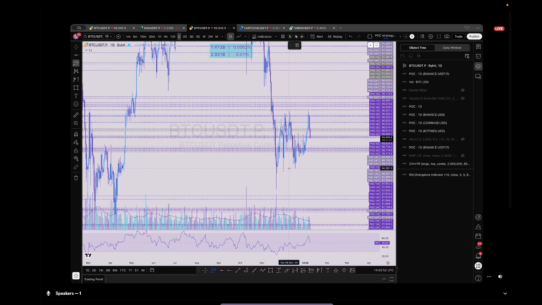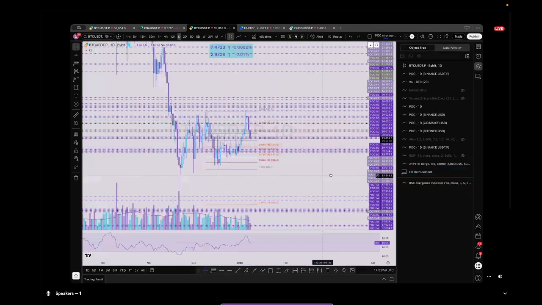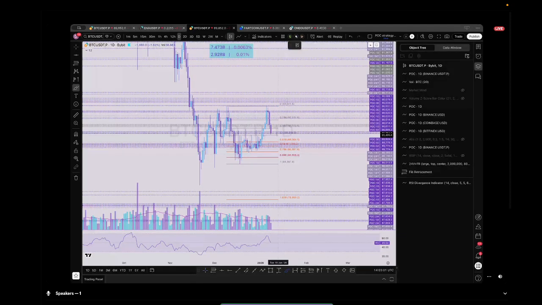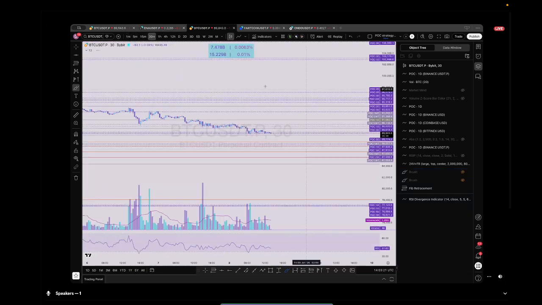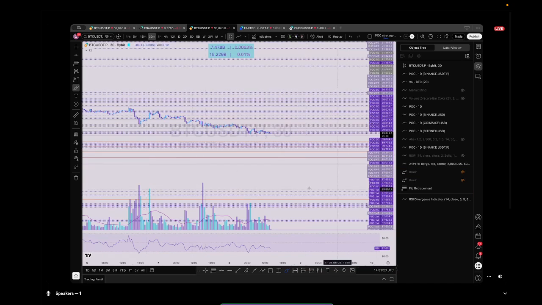For a long, it's always from low to high. And so we see we have this cluster of POCs here that fall in the GP. Okay, the GP is this area here. So that's probably the next level I will look for to go BTC long. We always wait for 1, 5, 15 or 30-minute divergences.